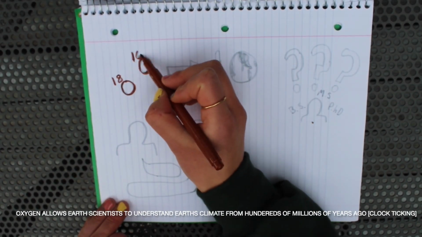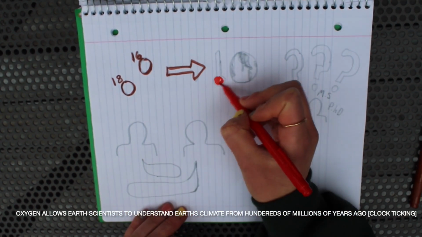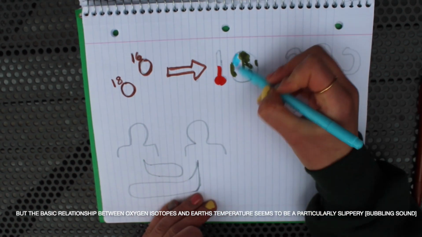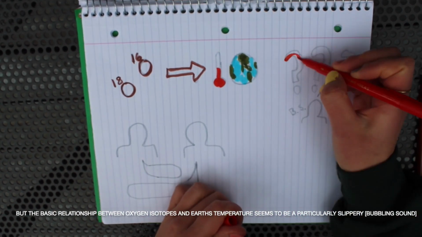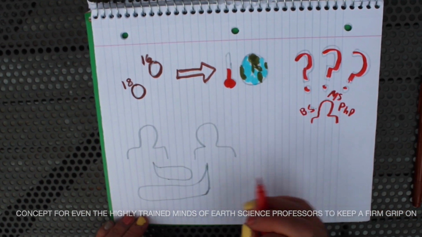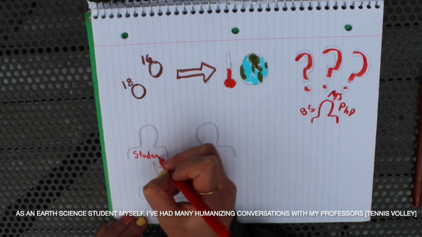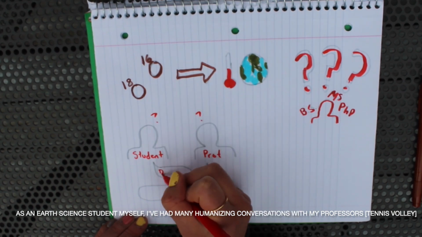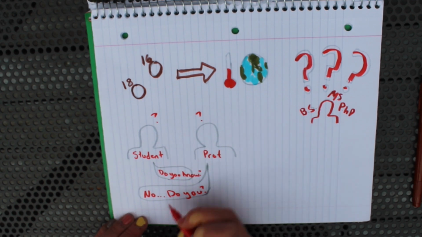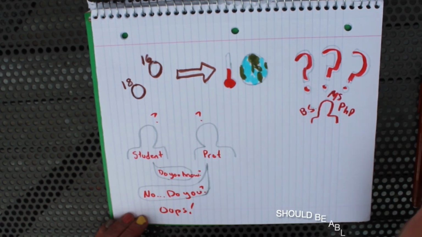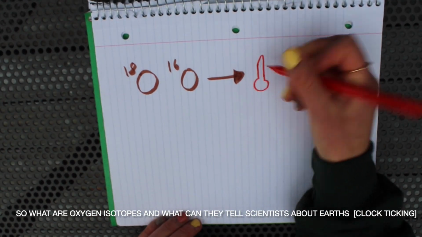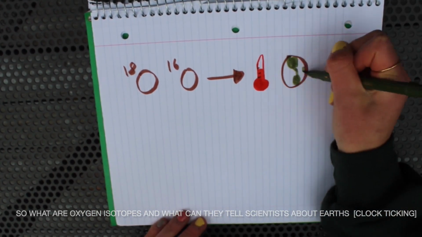Oxygen allows scientists to understand Earth's climate from hundreds of millions of years ago, but the basic relationship between oxygen isotopes and Earth's temperature seems to be a particularly slippery concept for even the highly trained minds of Earth science professors to keep a firm grip on. As an Earth science student myself, I have had many humanizing conversations with my professors where we have both tried to piece together the science and laughed about how at least one of us in this conversation should be able to remember. So what are oxygen isotopes, and what can they tell scientists about past climates on Earth?